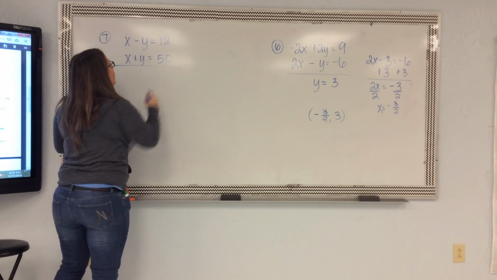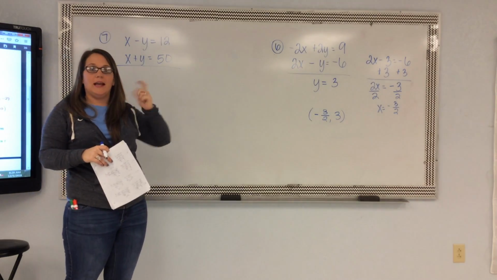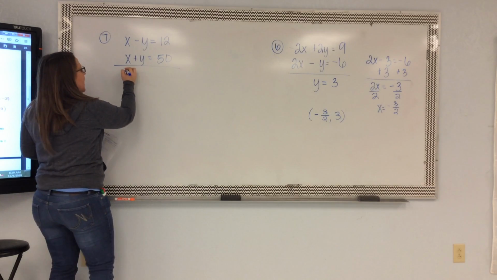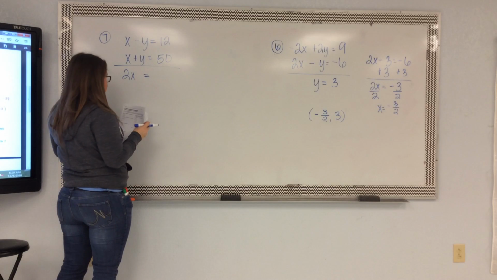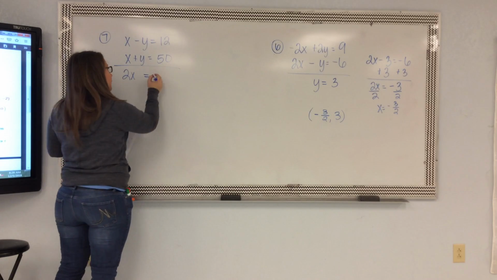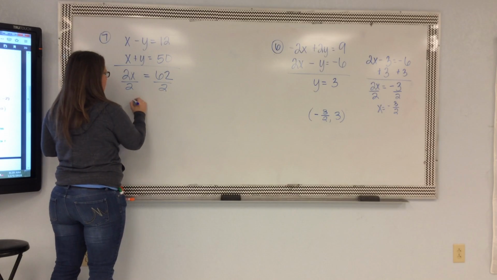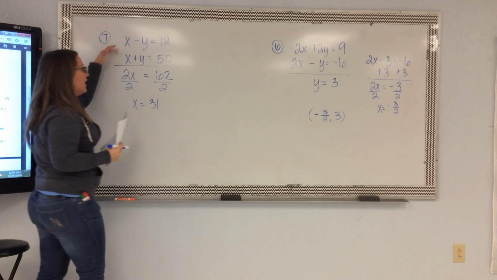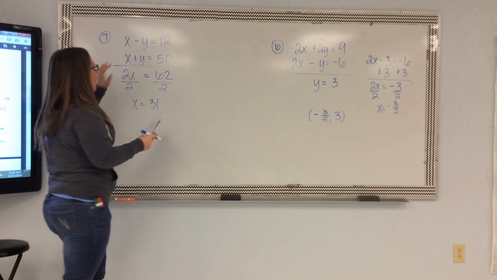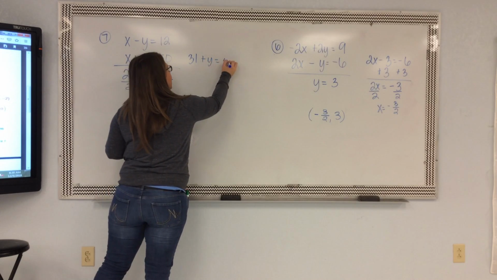Okay. I have an X and an X, but I have a negative Y and a positive Y, so those two are going to cancel each other out. X and X is 2X is equal to 12 and 50 is 62. Divide both numbers by 2. X is equal to 31. You can plug that into either one of these. I'm going to go ahead and plug it in here and say 31 plus Y equals 50.